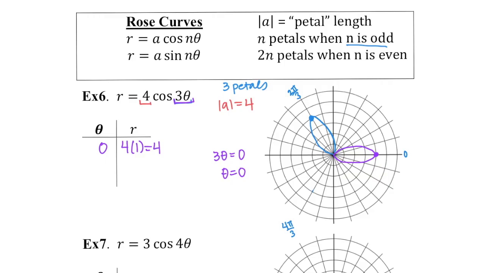1, 2, 3, and the length is 4. Okay, so now let me look at this. I have 3 petals, they are equally spaced, and the length of the petal is 4. And in the table, I showed one point where the petal is maximized.